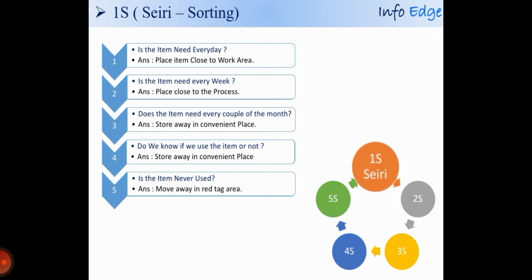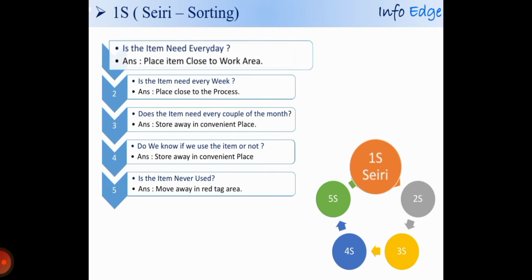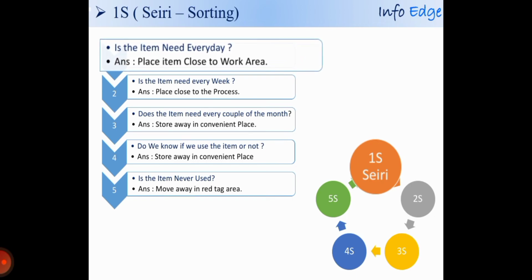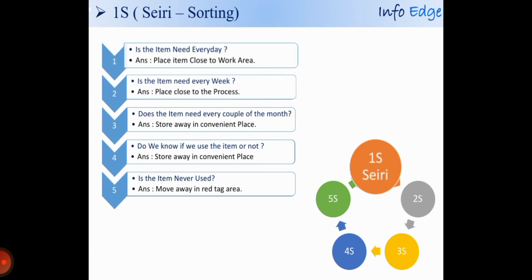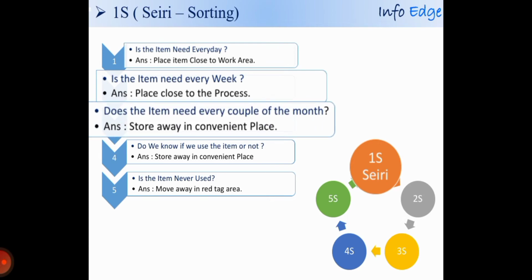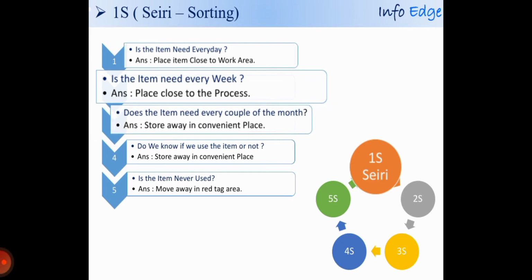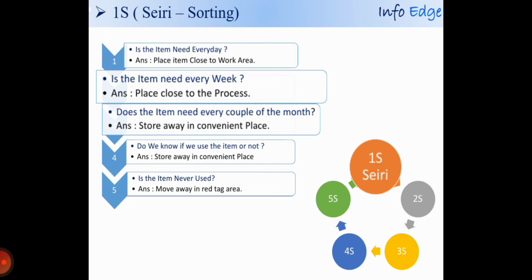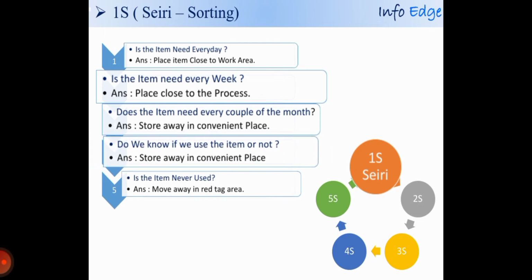So we'll see the first question: is the item needed every day? That means the item has to be placed near the workplace. That is a wanted item. The second question: is the item needed every week? That means this is also a wanted item that has to be placed near the process. The third question: is the item needed every couple of months? Then we have to place the item in a convenient place.